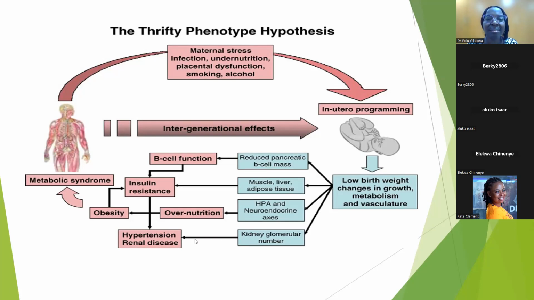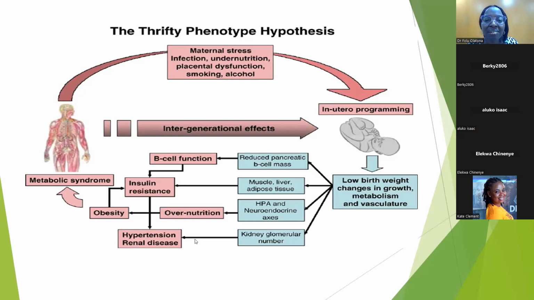If there's inadequate nutrition in the mother, the baby is programmed to be small. There will be low birth weight. The baby will not grow well. Changes in growth, metabolism, vasculature. And this will affect several organs. There can be reduced pancreatic beta cell mass. Remember, the pancreas is where insulin is produced.